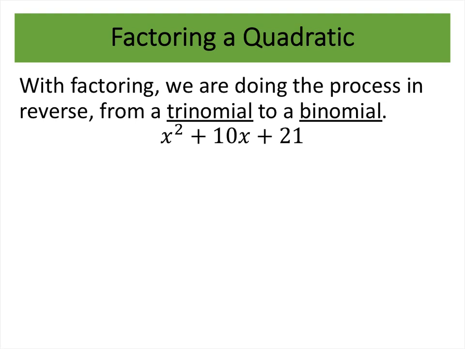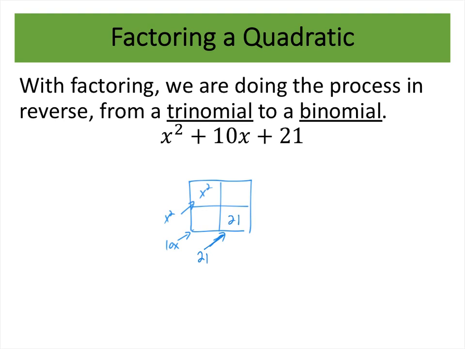So with factoring, we're doing a process in reverse. So if we're going to go from a trinomial to a binomial, I know for sure that it's going to look like this. We're going to undo the multiplication, and what came in was x squared. I'm going to reserve this to be 10x, and we're not going to put anything in there because we don't know for sure that it exists there, and this has to be 21 in this box.